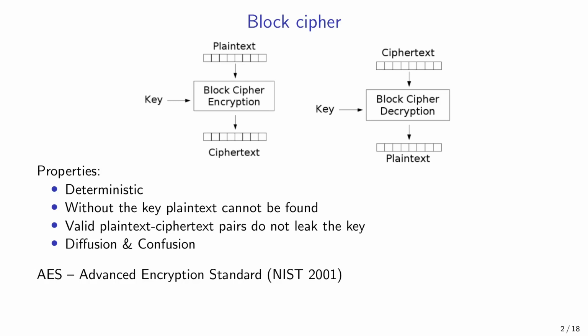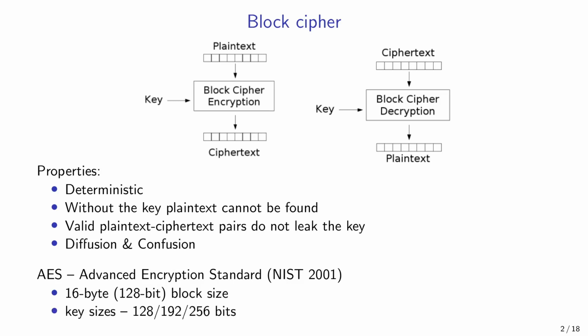The most popular block cipher used today is AES, which stands for Advanced Encryption Standard, which was standardized by NIST in 2001. AES has a 16-byte, 128-bit block size and supports three key sizes, 128, 192, and 256 bits. The length of the key here corresponds to the security level provided by the key, because in a brute force attack, the attacker would have to try all permutations of the key to find the correct one.